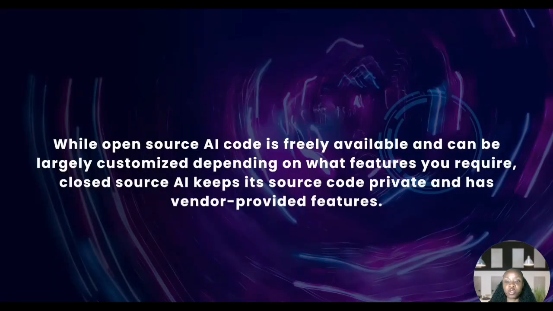To differentiate between open source AI and closed source AI, we have something here. An open source AI code is freely available and can be largely customized depending on what features you require. Closed source AI keeps its source code private and has vendor provided features. So, summarily, what does this mean yet again? It means that your open source AI code is freely available. That is, its source code, its features, every single thing that concerns that particular AI model is free and available to use and can be shared and modified however. But closed source AI or proprietary AI keeps its source code private and has vendor provided features. It's not to be shared, not to be modified, not to be distributed in any way or form.